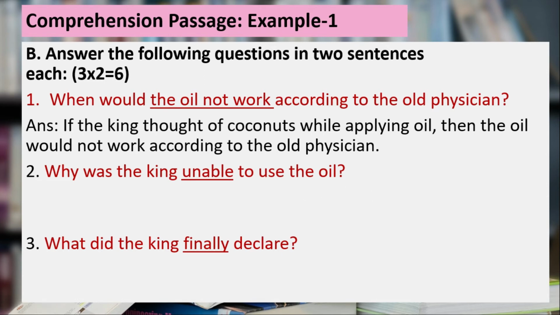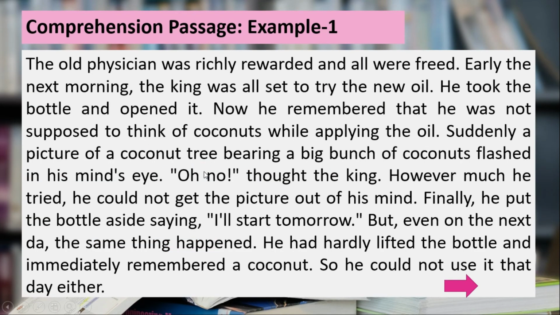He was not able to use the oil. That is a later development of the story. It's available in the next paragraph. You can go directly to the next paragraph. The old physician was richly rewarded, right? That paragraph. There you see the king each time. So overall summary. This is one tricky question. When you answer this question, you observe that there is no single sentence available here. Going through the overall paragraph, the idea is that each time he thought of applying the oil, he remembered coconut. That is the answer, right?